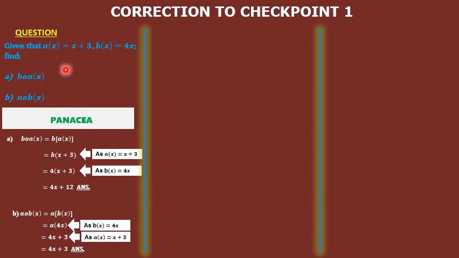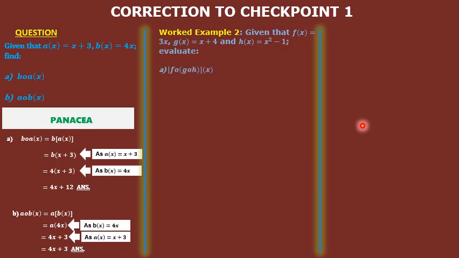So let me seize this opportunity to solve one more example, for better understanding. So example 2. Let's have the question. The question says, given that f of x equals 3x, g of x equals x plus 4, and h of x equals x squared minus 1, evaluate a, f of g of h of x, b, hence find the value of f of g of h of minus 2.